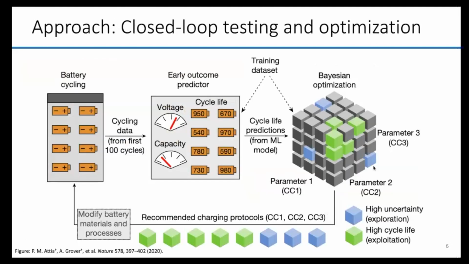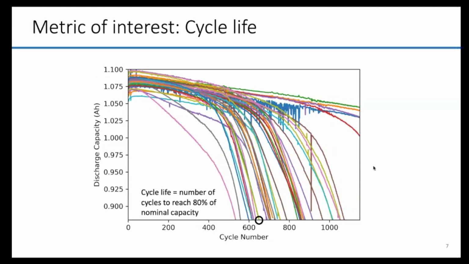And so the first piece of analysis I'll talk about then is our early outcome predictor. And this is the piece of the work that I led. So the metric of interest that we wanted to predict was cycle life.